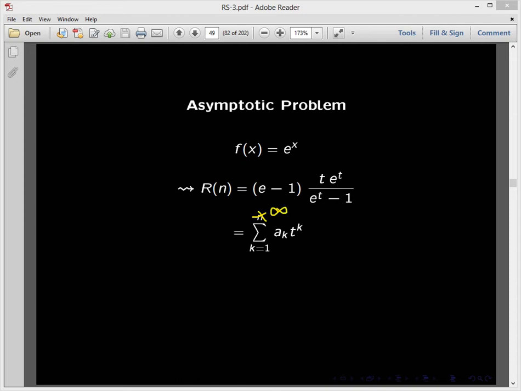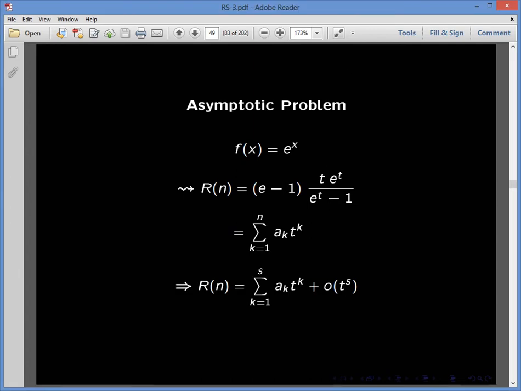Again, 1 over n is fixed, and then we're approaching. This is a lot more than an asymptotic formula. But once you have it, you can truncate it in s, and then look at it as an asymptotic formula.